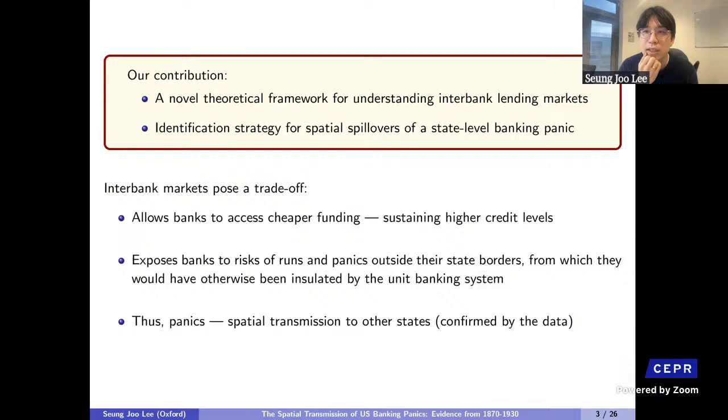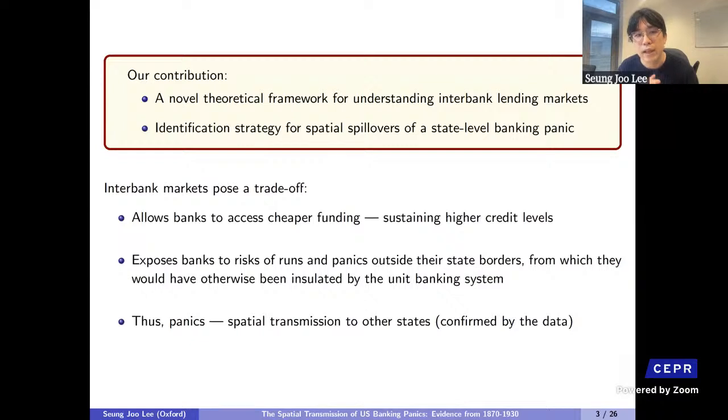So here is the big conceptual takeaway from our theoretical framework. The interbank market is quite good on average, but it poses a key trade-off. Of course, it allows banks to access cheaper funding because they can go to the interbank market and choose the best rate for them, which allows them to sustain higher credit levels in general. That is good because the US economy was growing quite fast, and the level of credit necessary for sustaining it was quite high. So the interbank market was quite good in terms of raising the supply of credit.